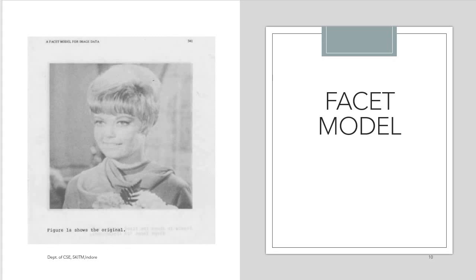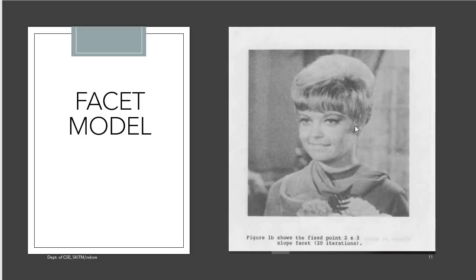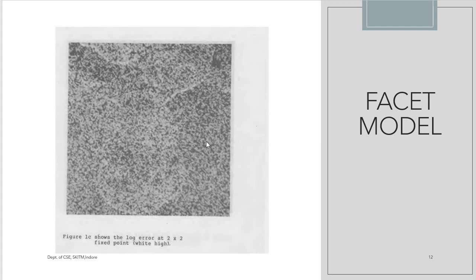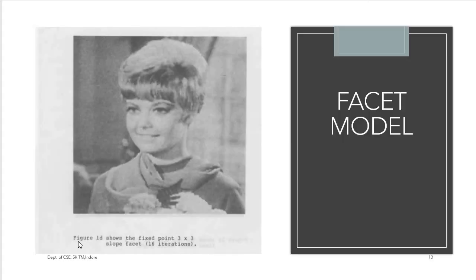This is the original image. Here we have used a 2x2 matrix, and after that it is showing the fixed point 2x2 slope facet, that is the 2D iteration that we have used. This image is showing the log error at the 2x2 fixed point, that is the white high, like more white pixels are there. So that is a fixed point pixel.